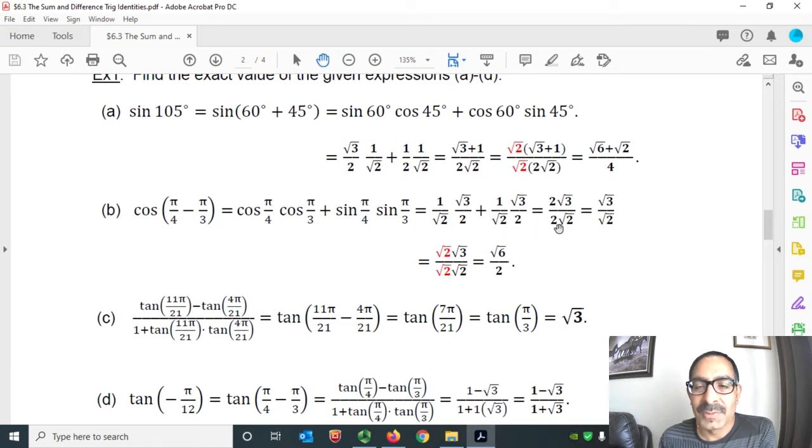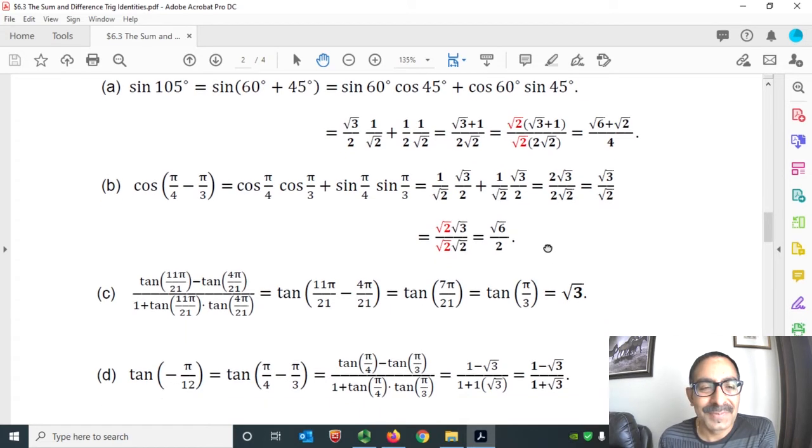Then add these two fractions, take LCD. So LCD turns out to be 2 times radical 2. Then we simply add the numerators. So radical 3 plus radical 3 turns out to be 2 times radical 3. The 2s cancel out. So in the next step, we have radical 3 over radical 2. Again, we avoid radical numbers in the denominator. So multiply top and bottom by radical 2 in the next step and simplify. It turns out that radical 6 over 2 is our final answer. I hope this computation makes sense to you all.